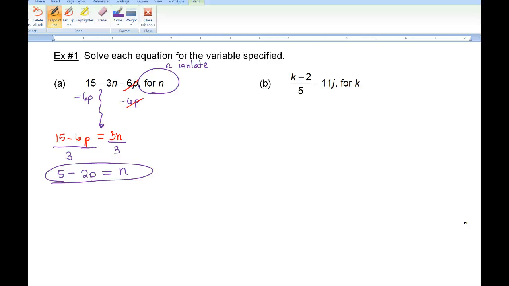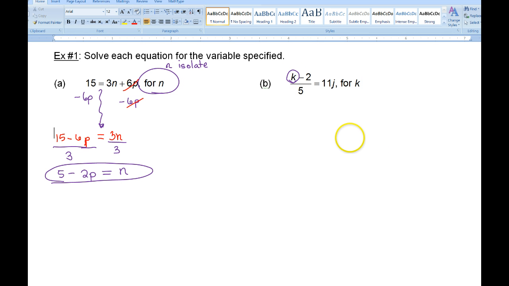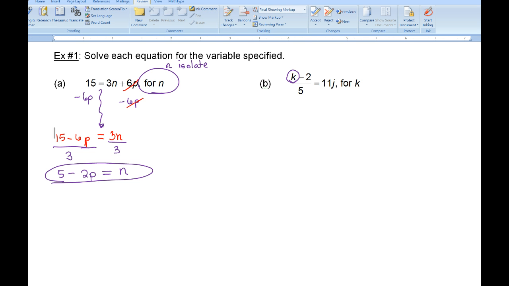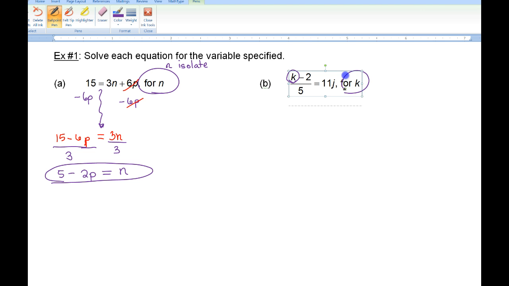All right, so next we're going to multiply. We want to solve for k. Right here is k. That's what I want to isolate. This is just saying 4k. It's not what we're solving for.